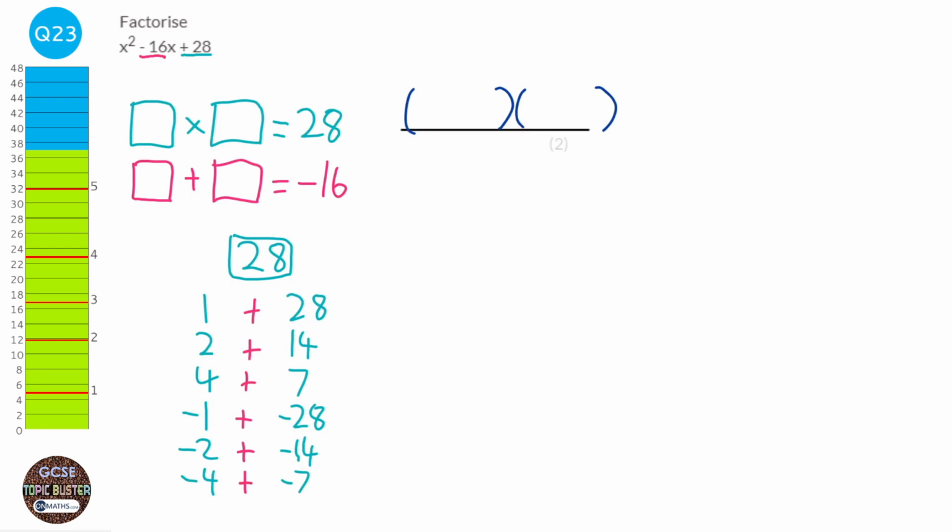So we're going to check these to see which add together to make minus 16. Looking down the list, it's going to be these two here: minus 2 plus minus 14 is minus 16. The first terms in our brackets are both going to be x, and we're just going to put the minus 2 in one of the brackets and the minus 14 in the other.